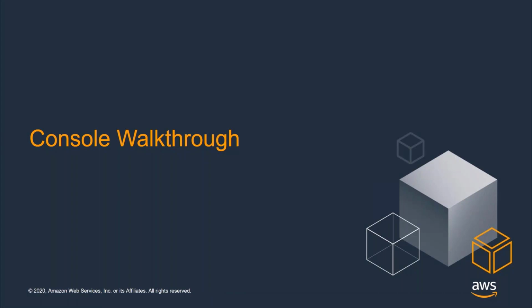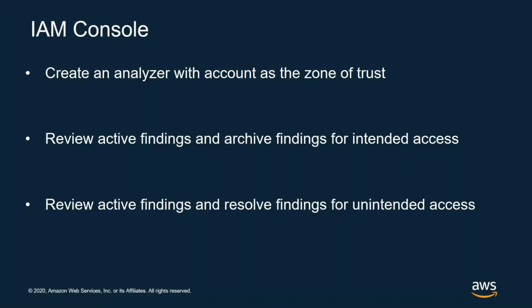All right. So now that I've given you a crash course on IAM Access Analyzer, how it works, and how to get started, I'm going to go out on a limb and try a live demo, and let's hope that it all works out. I'm going to do this in a set of two demos. The first one is on the IAM console. I'm going to start by creating an analyzer with the account as the zone of trust. I will review the active findings generated by the analyzer and archive some of the findings that I see as intended. I will also resolve some findings that I think are unintended.